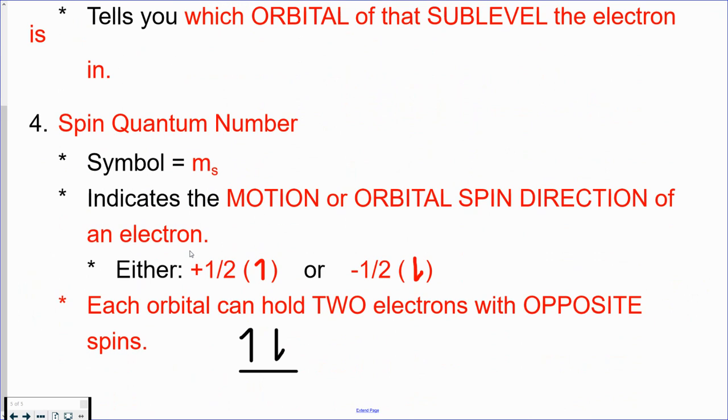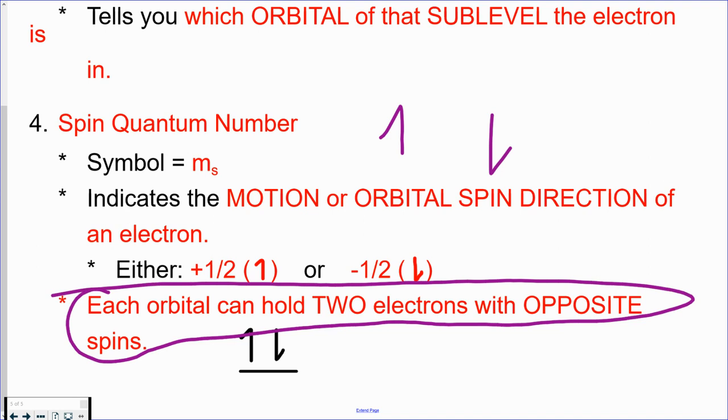And finally, we have the spin quantum number. This is the only one that talks about the motion, and we only really have 2 motions. We can spin positively, or we can spin negatively. The biggest thing this tells us is that each orbital can only hold 2 electrons, but they have to have different spins. You can't have 2 electrons in the same room spinning the same way. It doesn't work. And that is quantum numbers.